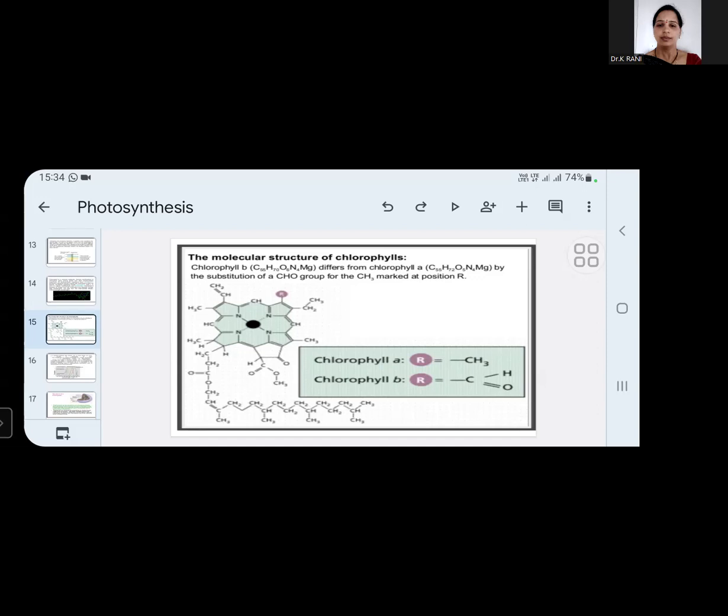And phycobilins, as I told you, are divided into phycocyanin, phycoerythrin and allophycocyanin. Allophycocyanin is a protein, common in all the photosynthetic plants, in all the green plants. Phycocyanin is present in the blue-green algae. Phycoerythrin is present in the red algae. So these all are pigments involved in photosynthesis.